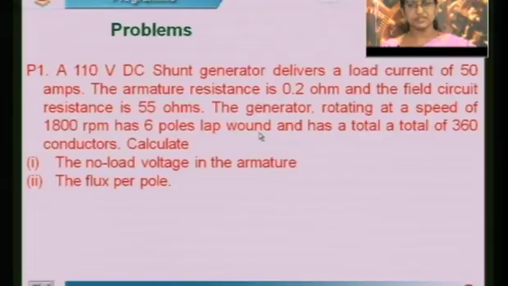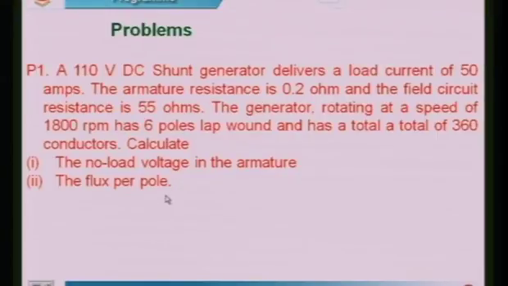It is lap wound, which means the number of parallel paths is equal to the number of poles, and it has a total of 360 conductors. The total conductor Z is equal to 360. You have to calculate the no load voltage in the armature and the flux per pole. First you collect the data given in the problem.